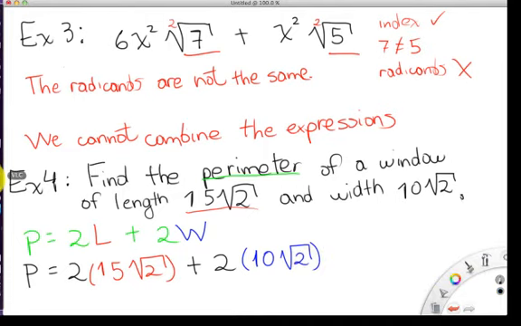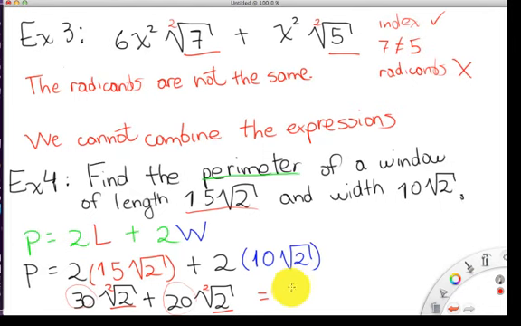So let's go ahead and do some math here. We have 2 times 15, which is 30. We just carry the square root of 2. And now we have 2 times 10 is 20, square root of 2. And now we proceed to check for the index and the radicands like we've been doing, because it's just an addition. The index is 2, and the radicand is also 2. So if everything is the same, you're just going to add the coefficients in front. And my answer becomes 20 plus 30 is 50 square root of 2. And again, remember that that's optional.